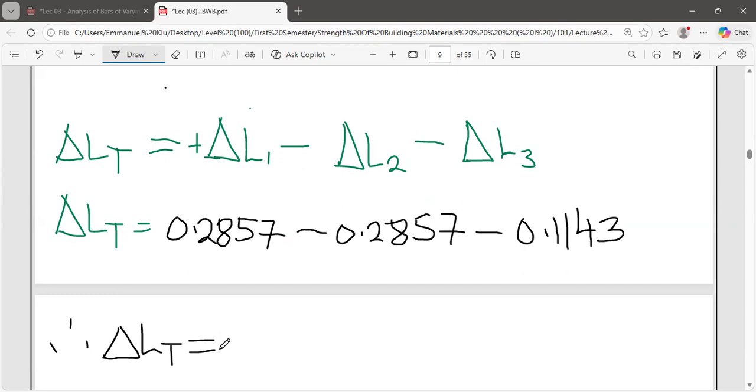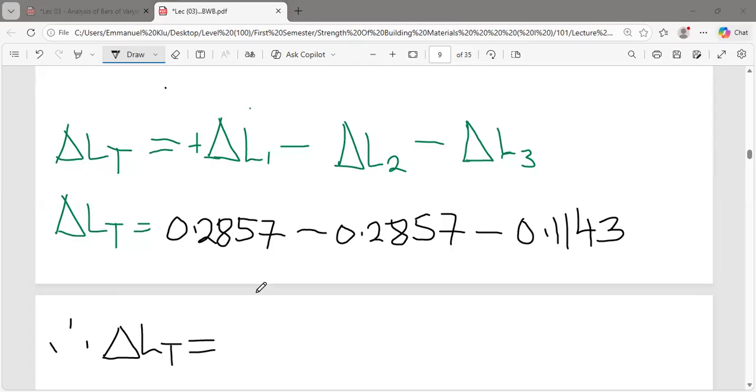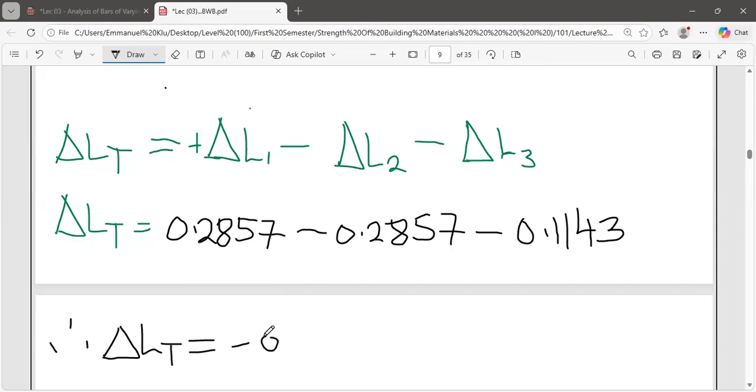0.2857 minus 0.2857 minus 0.1143. Finally, what are you going to get? What are you going to get as your final answer? I want to take some answers from the comment section. What are you going to get as your final answer? Exactly, exactly. So we are going to get negative 0.1143 millimeters. Millimeters, because even this guy and this guy, they'll cancel each other.